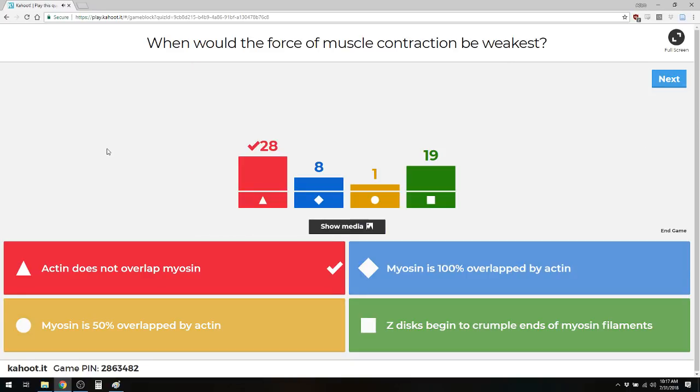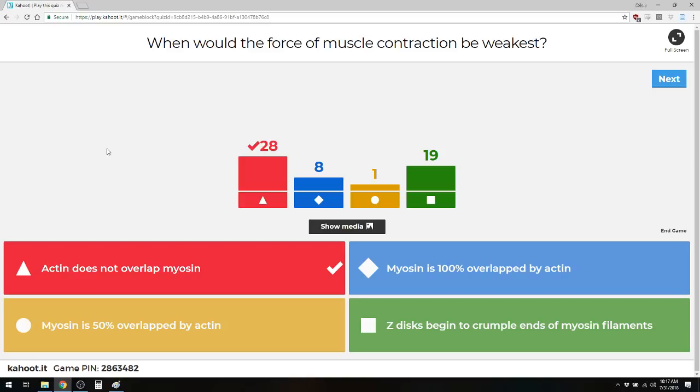Good, yeah, so if there's no overlap, can you have a contraction at all? No, yeah, the actin and the myosin can't ever associate with one another. It can't cause any force of contraction at all. So again, no force there. That would be the absolute weakest. Now, what would be the strongest, do you think? Probably the 100% overlap between the actin and the myosin. That means all the binding sites of the myosin should be able to interact with actin, so you get a pretty strong force of contraction with that one.